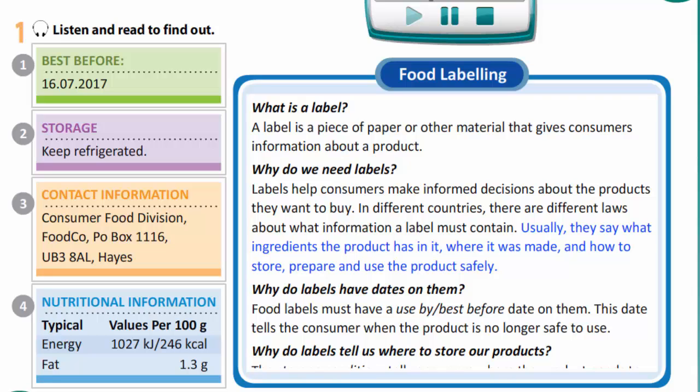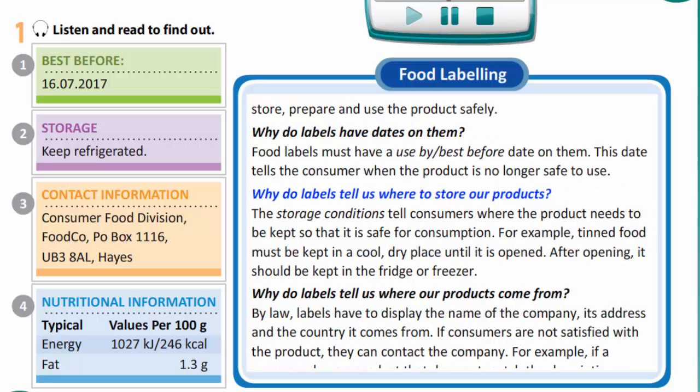use the product safely. Why do labels have dates on them? Food labels must have a use by, best before date on them. This date tells the consumer when the product is no longer safe to use. Why do labels tell us where to store our products? The storage conditions tell consumers where the product needs to be kept so that it is safe for consumption.